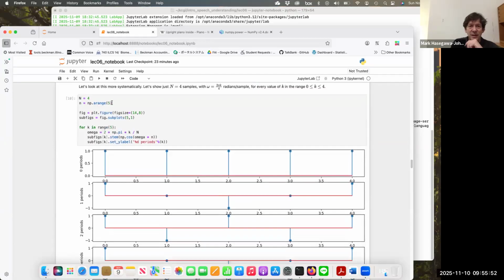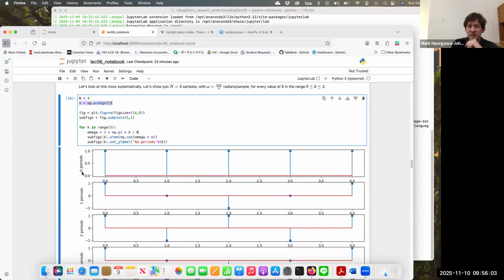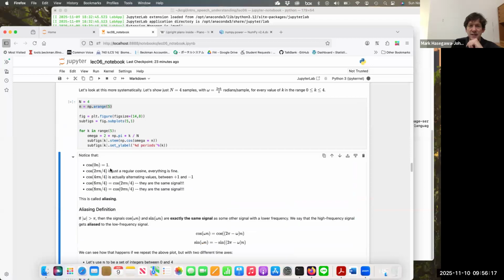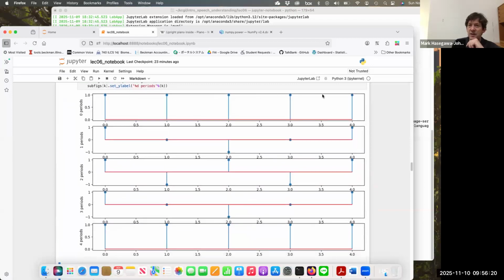Let me make it easier. Let me just create a cosine that has 1, 2, 3, 4, 5 samples. And let me start out with 0 periods of a cosine that has 5 samples, then a cosine that has 1 period, then a cosine that has 2 periods, then a cosine that has 3 periods, and then a cosine that has 4 periods. And if I plot those, you can see that when it has 0 periods, it's just a constant, right? When it has 1 period, it goes down, and then it goes up again. When it has 2 periods, you can see quite clearly it goes down and up, then down and up.